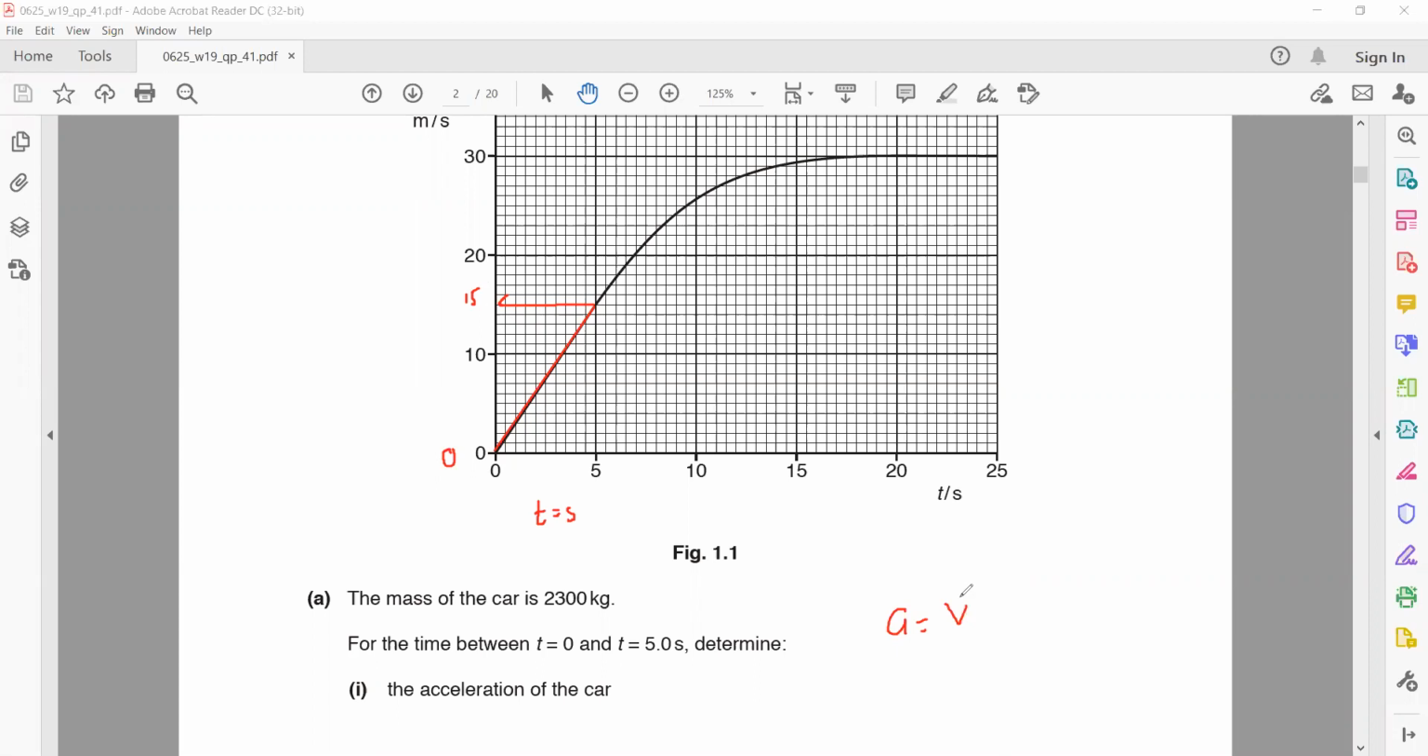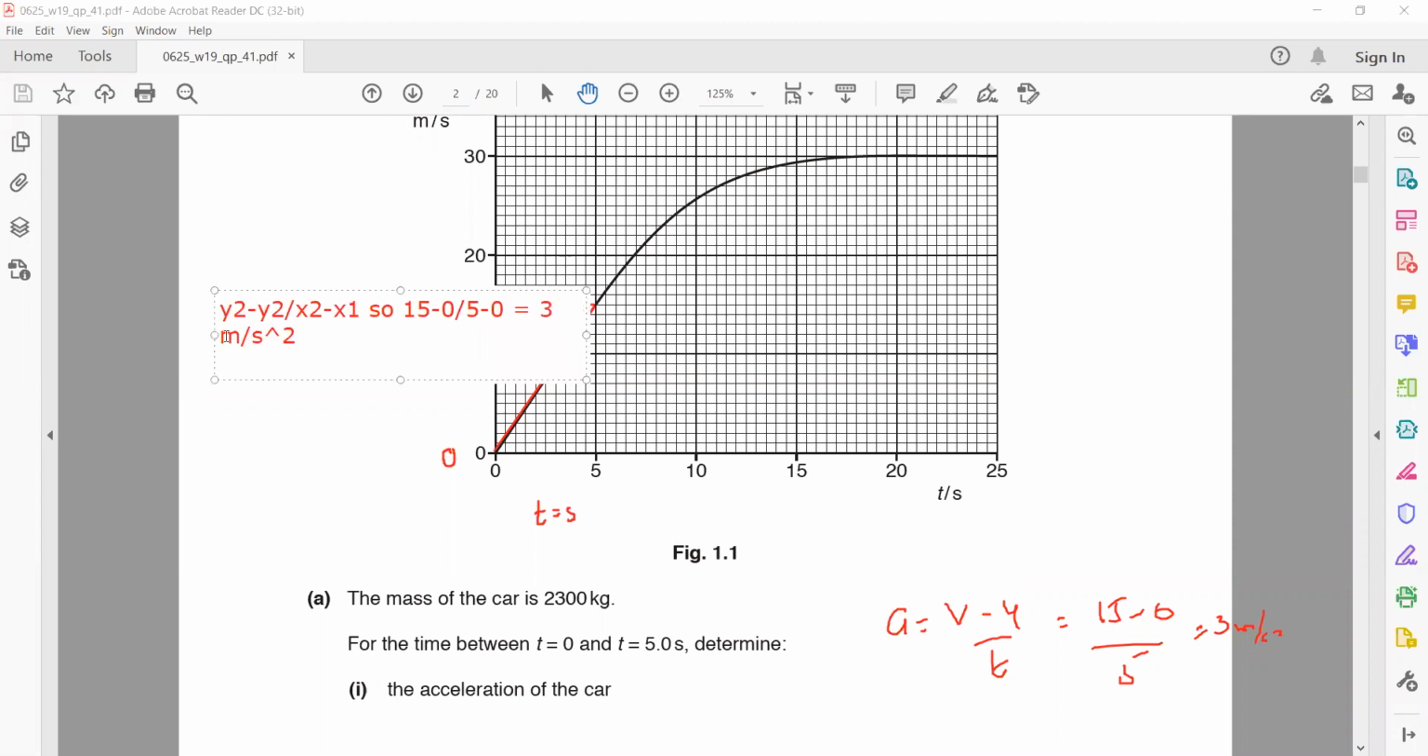Or you can find the gradient, y2 minus y1 over x2 minus x1. You will also get the same answer. The gradient method from a speed time graph is valid for any type of graph, even if it's a straight line or a curve. For a curve, you will draw a tangent, but for a straight line, you will take any 2 points and find the gradient.